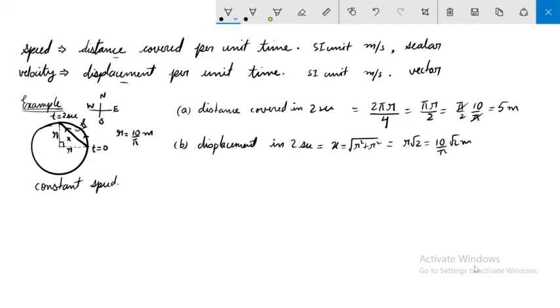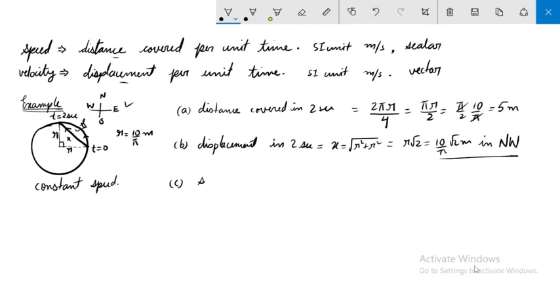Now this is the magnitude of displacement, and we know that displacement is a vector quantity, therefore it must have a direction also. Now you can see that north, south, east, west plane is given in the question, so we can clearly see that displacement vector points northwest. So we can write this is the magnitude of displacement in the northwest direction. Simple.